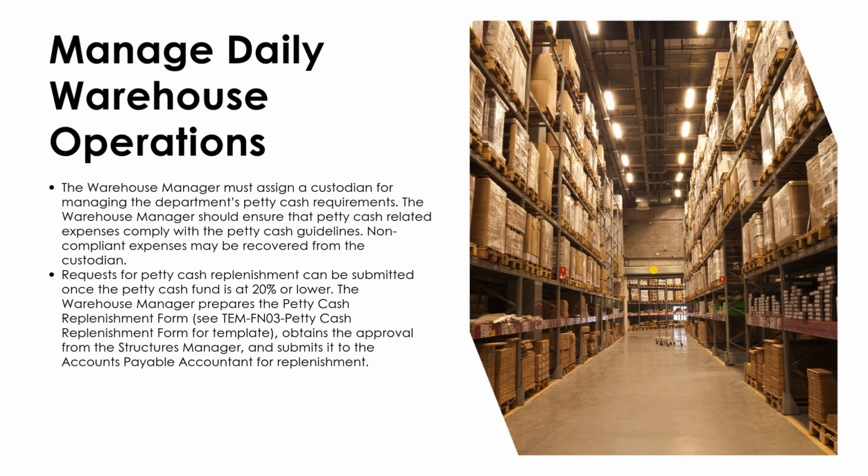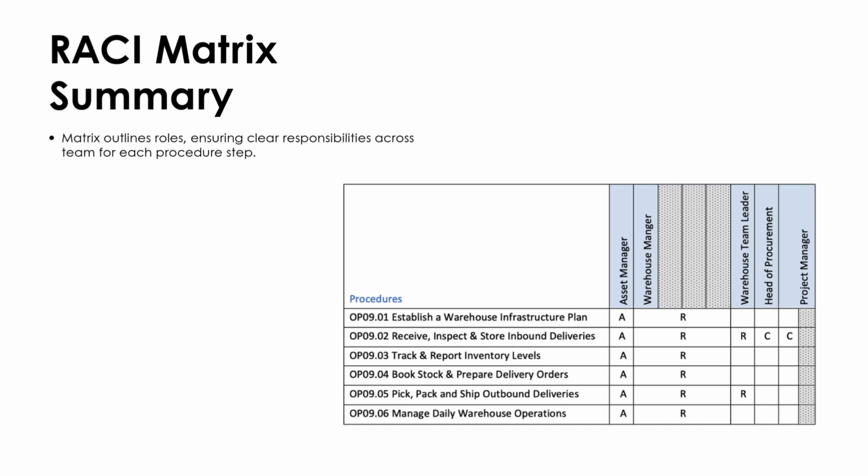Requests for petty cash replenishment can be submitted once the petty cash fund is at 20% or lower. The warehouse manager prepares the petty cash replenishment form, obtains approval from the structures manager, and submits it to the accounts payable accountant for replenishment.